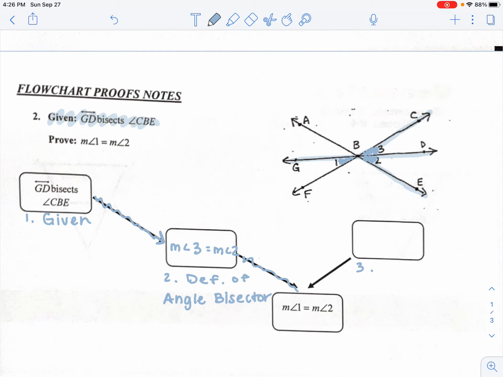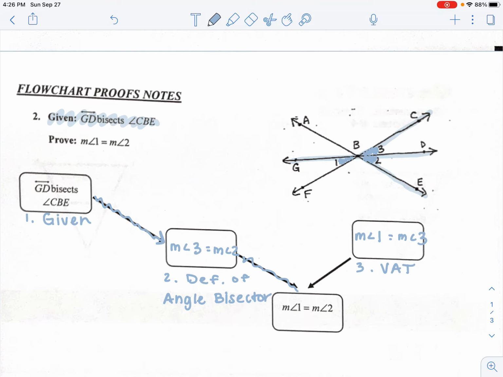Well, I don't know if angle 1 and angle 2 relate to each other right now, but I think angle 1 and angle 3 relate to each other. What types of angles are angle 1 and angle 3? They're vertical angles, so they're equal to each other. So I said angle 1 is equal to the measurement of angle 3. The reason is the vertical angles theorem. I shorten that to VAT, vertical angle theorem.